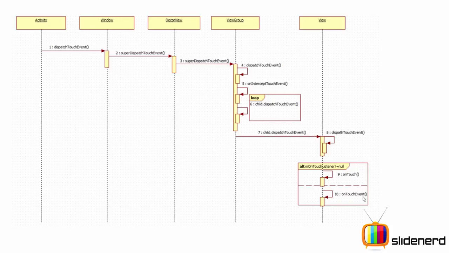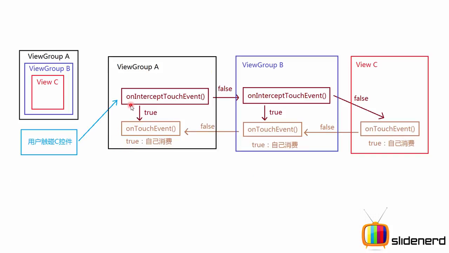Let's find out. So let's try and understand this cycle in a better manner. There is a view group A, which, say, is your frame layout.